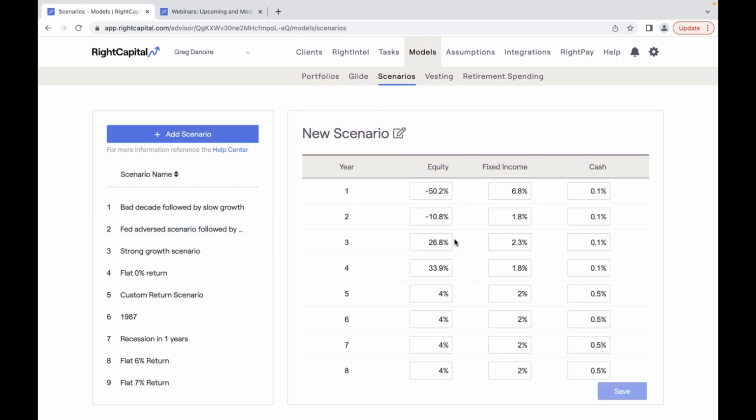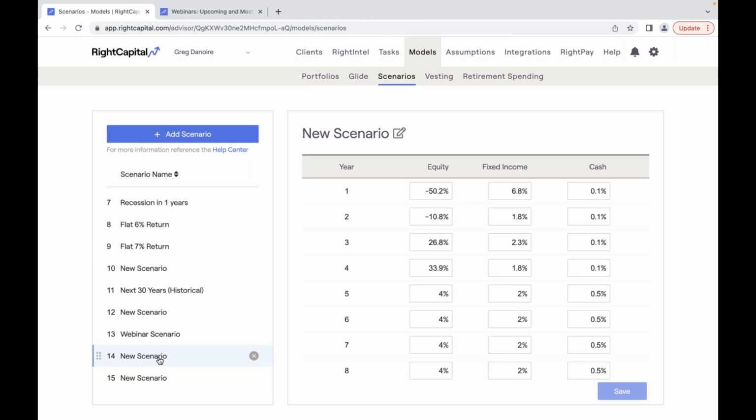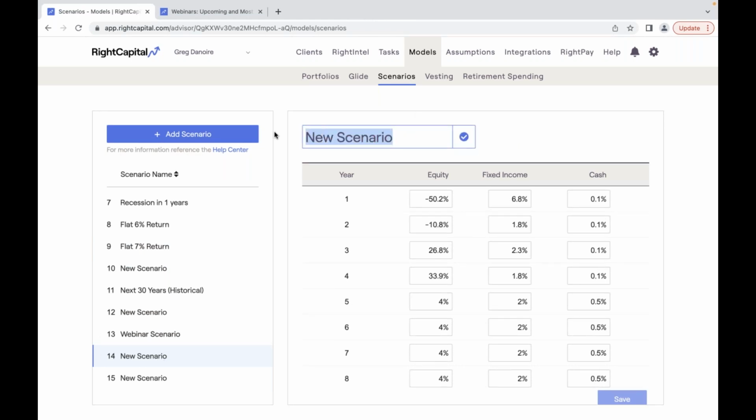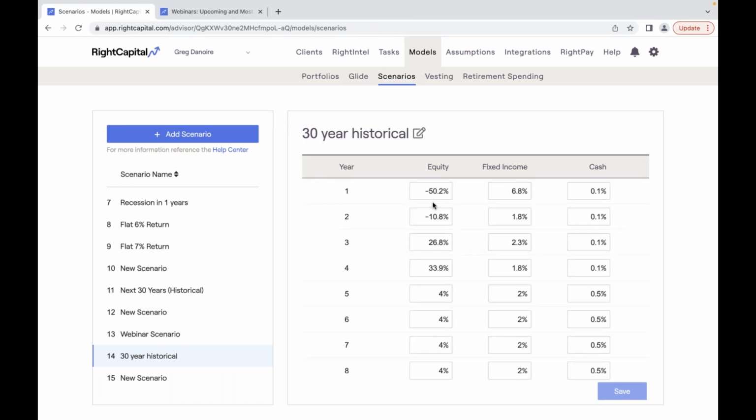It's going to copy this, and then I can use this to build a new scenario. I can name it anything I'd like, maybe 30-year historical. And then I can go through and map out whatever I need one time, and then it's available for all my clients in each plan.